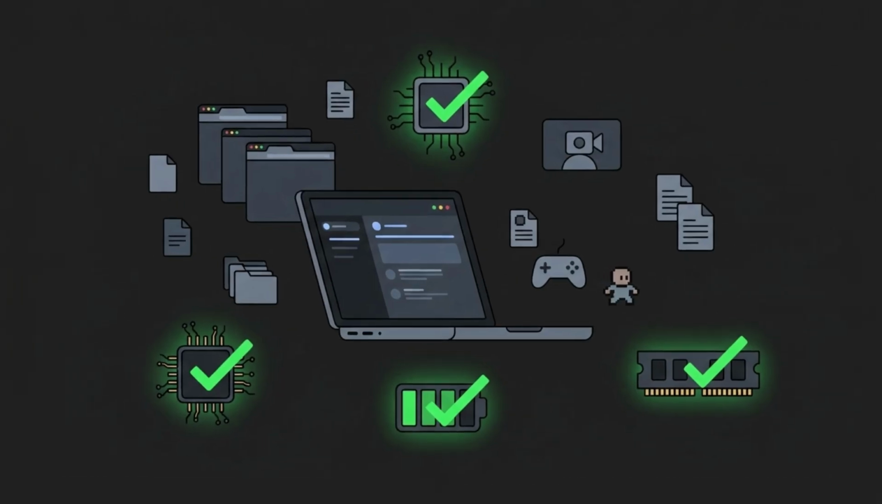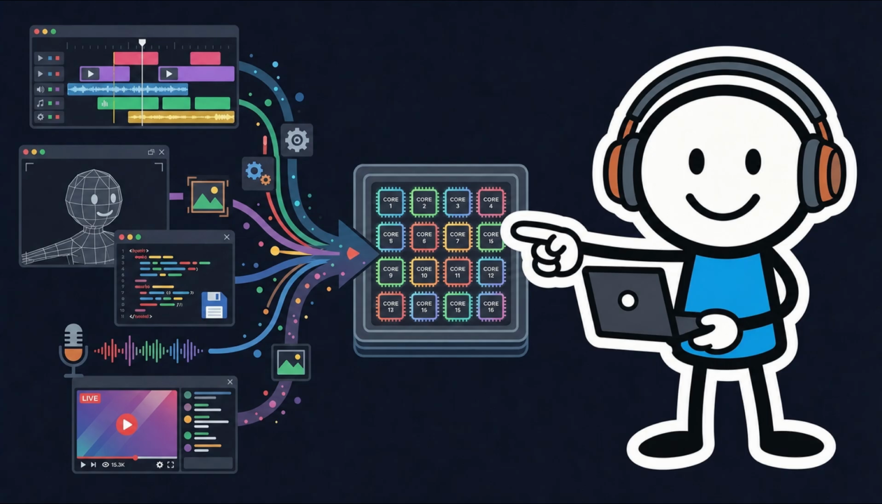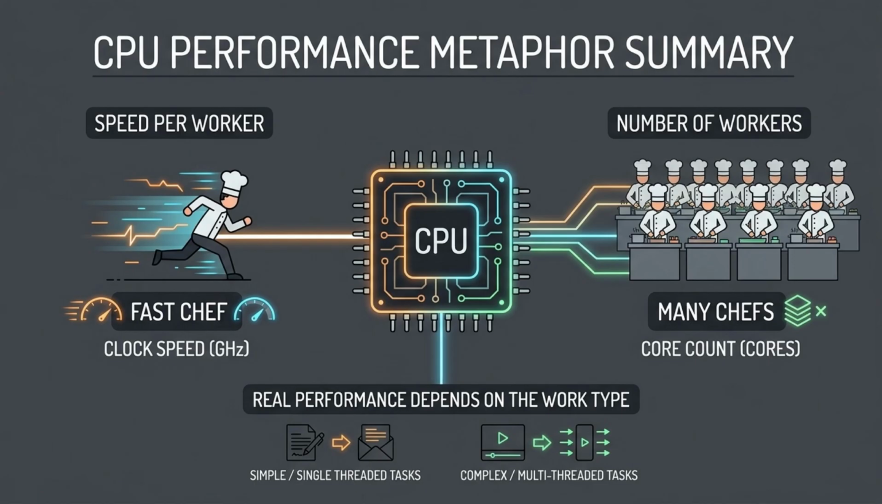A student who mostly browses the web, uses documents, joins video calls, and plays light games may benefit more from strong single-core speed, good battery life, and enough RAM. But a video editor, 3D artist, programmer, or streamer may save serious time with more cores. So here is the rule. Clock speed is speed per worker. Core count is the number of workers. Real performance depends on the type of work.